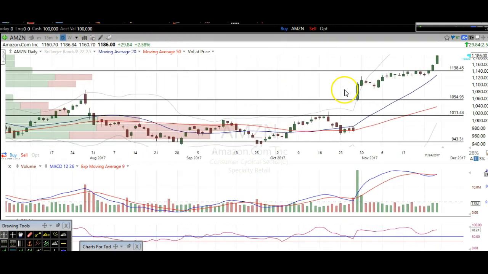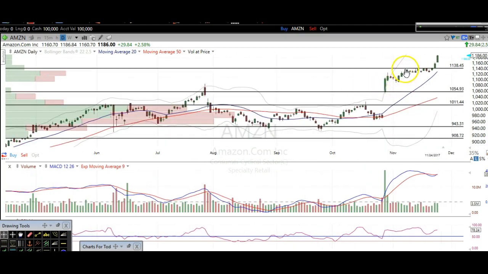All right, we called for the breakout right here. And as you can see, it traded sideways against this resistance. We said that if it broke that price point, if it broke 1138, 1139, then we were going to get another continuation breakout. That's exactly what happened.